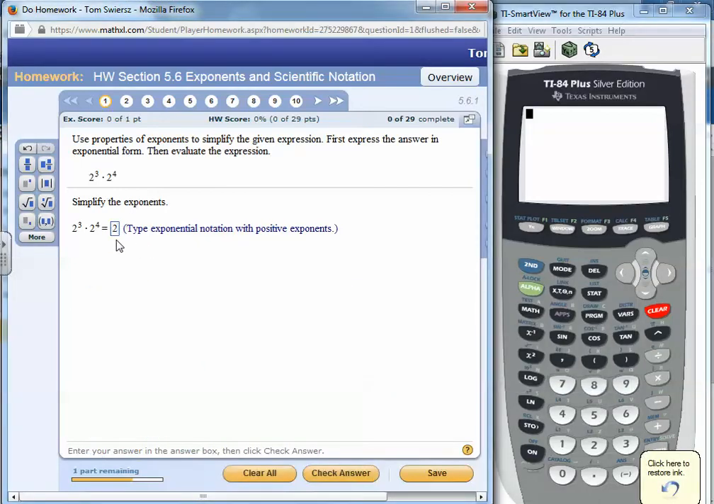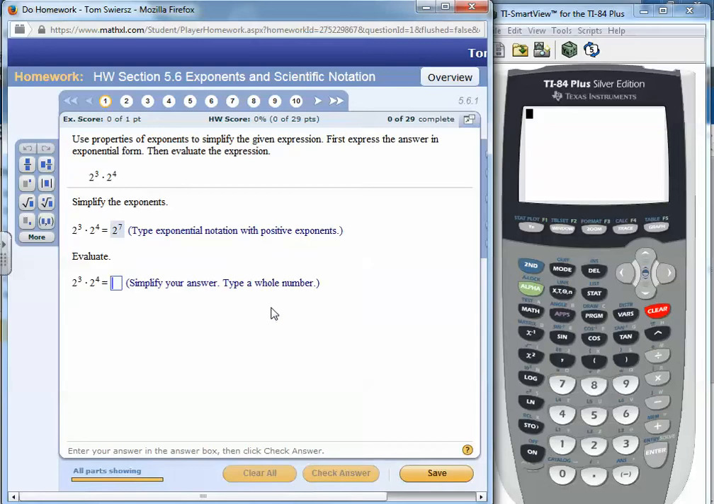Okay, put in the 2, go to the course menu bar. The superscript is the second one, second from the top left, and then the 7, and hit enter, and it's correct. Now evaluate 2 to the third times 2 to the fourth. You know it is 2 to the 7th, right?